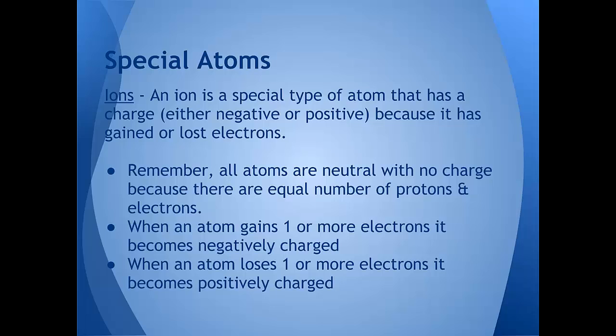Remember, all atoms are neutral, with no charge, because they have an equal number of protons and electrons. The positive and negative charges cancel each other out. When an atom gains one or more electrons, it becomes negatively charged because it gets more of those particles that have a negative charge. When they lose one or more electrons, they become positively charged because the protons are outnumbering the electrons. And again, that comes into play when atoms start bonding with other atoms.